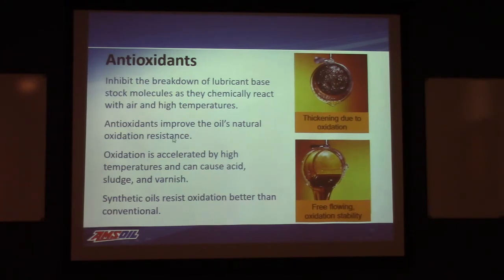Antioxidants, not only will it cause the oil to break down and thicken on there, but it'll cause the generation of things like sludges, or minimize the formation of sludges and varnishes, lacquers, this type of thing. Synthetics are so much better on that.